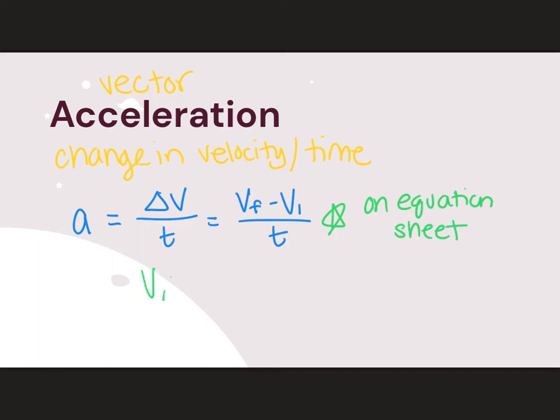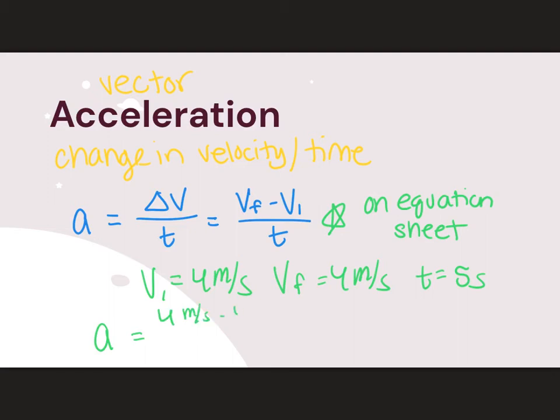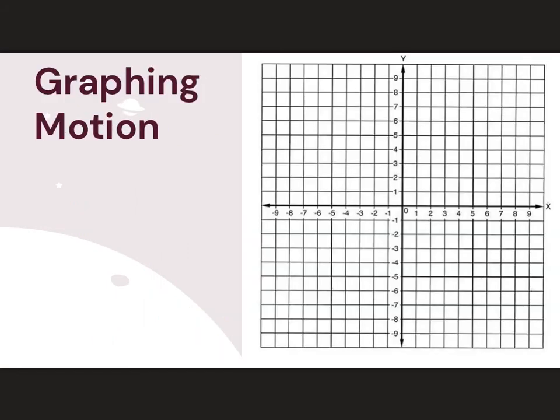Let's say my initial velocity is 4 meters per second and my final velocity is 4 meters per second. And let's say that happens over 5 seconds. What would my acceleration be? I have 4 meters per second minus 4 meters per second over 5 seconds. That gives me 0, okay? Now, basics here. I talked a little bit about units, but that is something in the next flipped lesson that I'm going to get to.